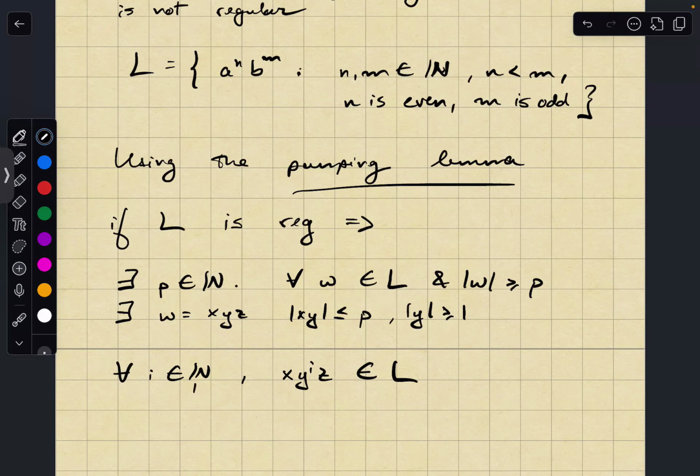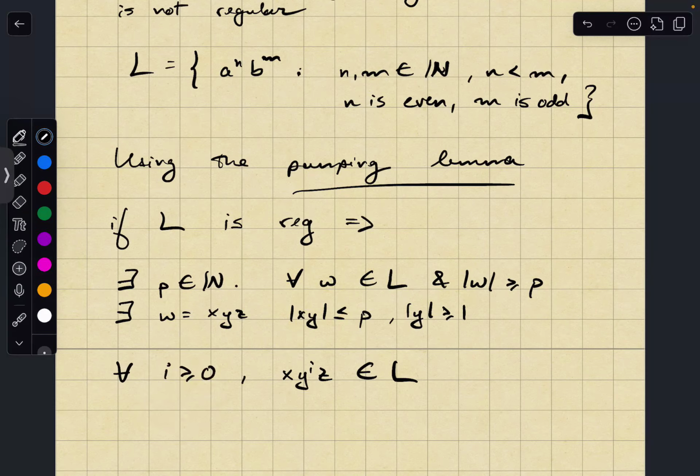Yes. In this case, 0 is in the set of natural numbers. So you can say i greater or equal to 0. Yes, but i has to be an integer, but hopefully I don't have to specify it.